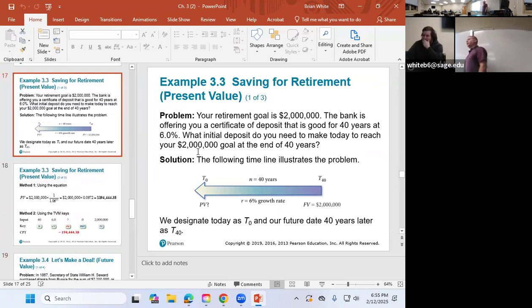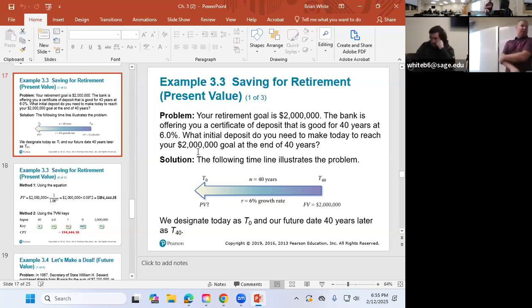Your retirement goal is $2 million. The bank is offering you a CD that's good for 40 years at 6%. All right, it's long term. Would I take that deal? By the way, I would not. But 40 years at 6%. What initial deposit do you need to make today to reach your $2 million goal at the end of 40 years? Well, what are we looking for here?